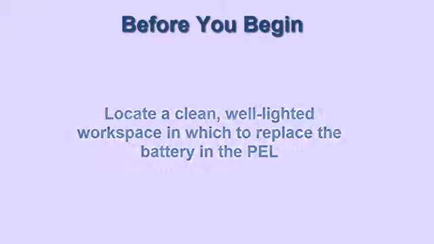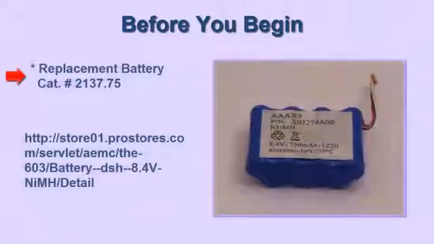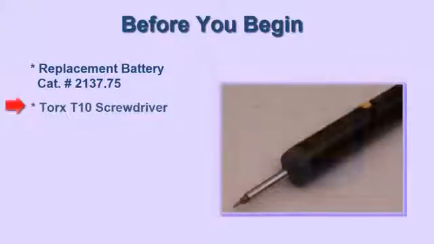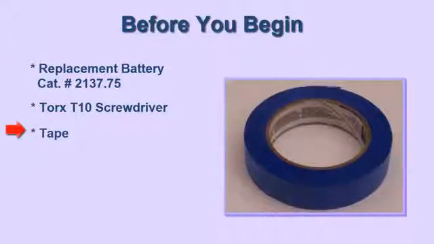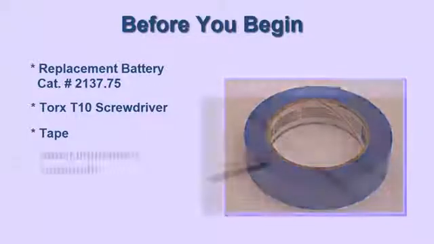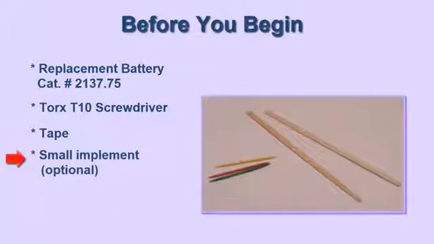You will also need the following: a replacement battery pack, catalog number 2137.75. You can order this online through the website shown on the screen. A Torx T10 screwdriver. This type of screwdriver is also known as a star screwdriver. Tape, such as masking, electrical, or other common type. Optionally, a small, non-conductive implement, such as a drink stirring stick or toothpick, will be useful.